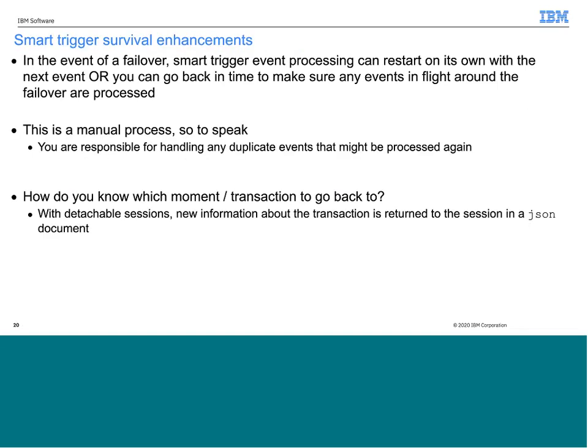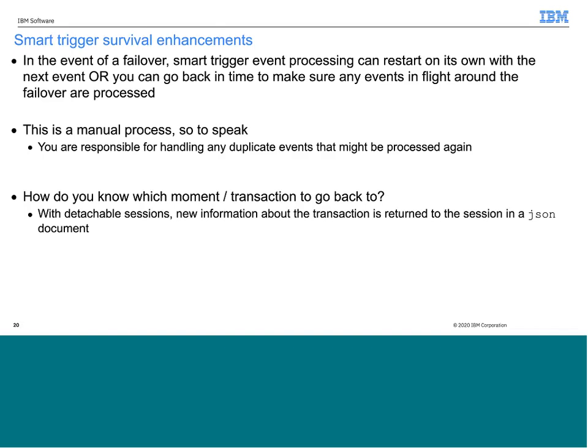So in the event of a failover, you can just restart on your own and continue forward, or if you want, you can go back in time and see what events might have been in flight when the failover occurred, let's say, or you disconnected, and then reprocess those. Now, this is a manual process, and you will be responsible for handling any duplication of events that might actually have been processed, but then you go through and try and run it again. Well, how do you know where you're supposed to go back to?